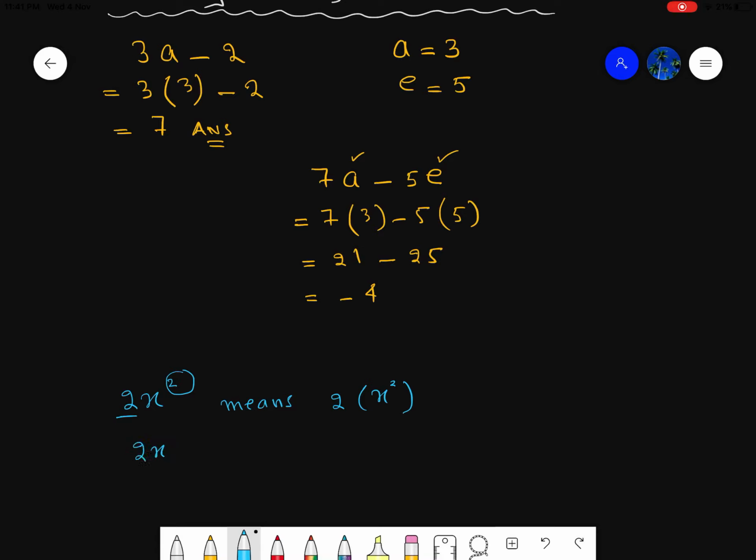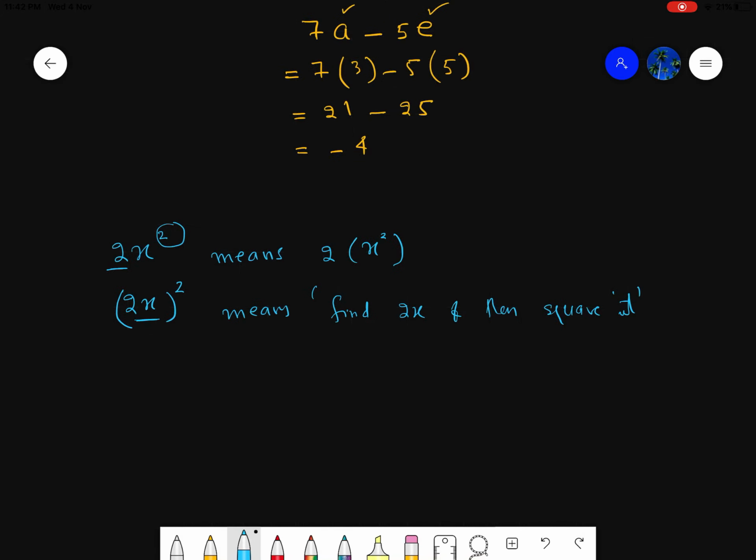What if we write the same expression as 2x, whole, raised to the power 2? Then this is different. It means first we multiply out the bracket, which is 2 times x, and then take the square of our answer. So find 2x first and then square it. This is the difference between these two types of expressions. It's very important to understand that.